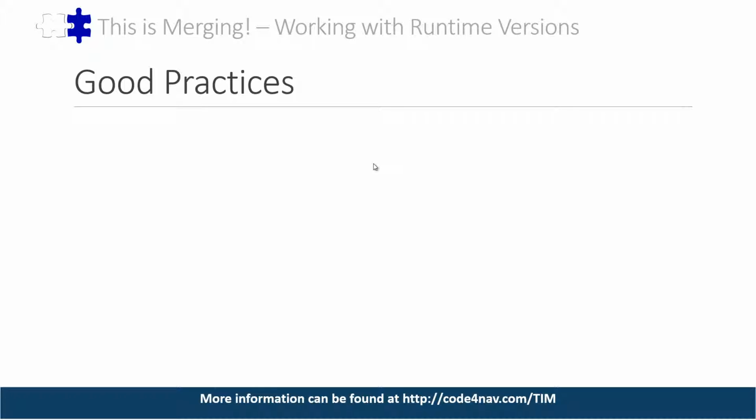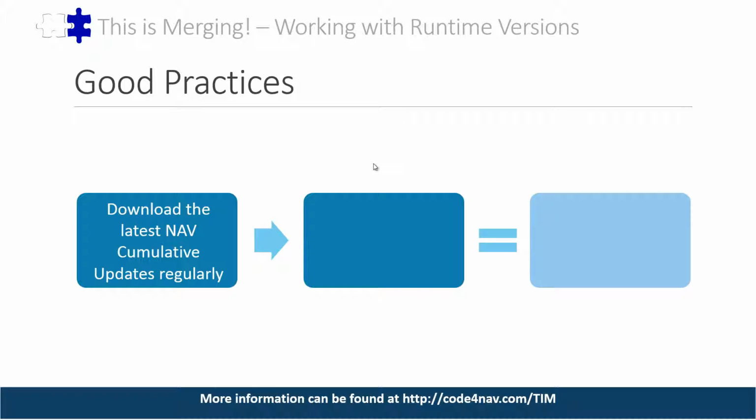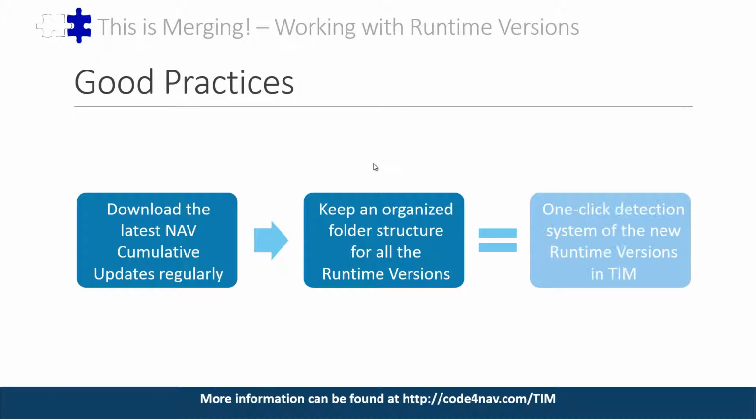To exploit the full power of this functionality, there are 2 things we can do. The first is to download the latest NAV cumulative updates regularly. This one is obvious. And second is to keep an organized folder structure for all the runtime versions. This is because TIM will scan the default Microsoft Dynamics NAV installation folders for both the client and server. Doing this will allow you to use the one-click detection system of runtime versions.